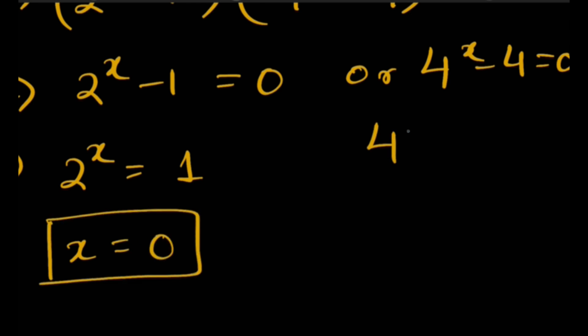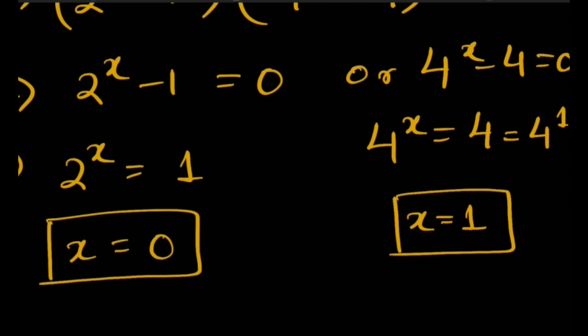Similarly, here we can write 4 to the power x is equal to 4, and this 4 we can write as 4 to the power 1. Hence the value of x is equal to 1. Hence there are two answers for x. One is 0 and the other one is 1.